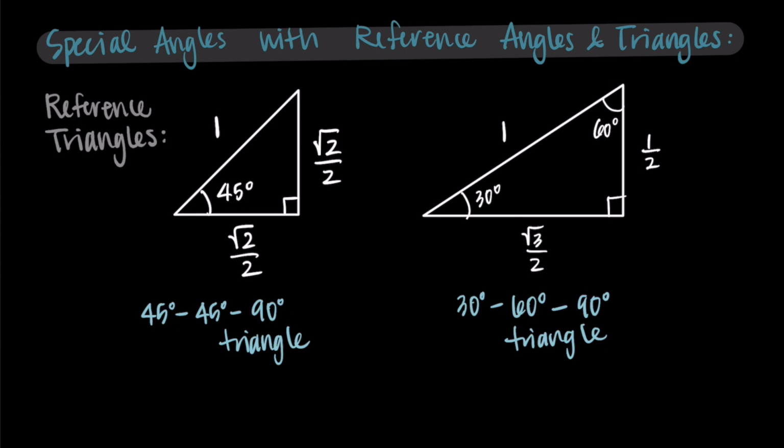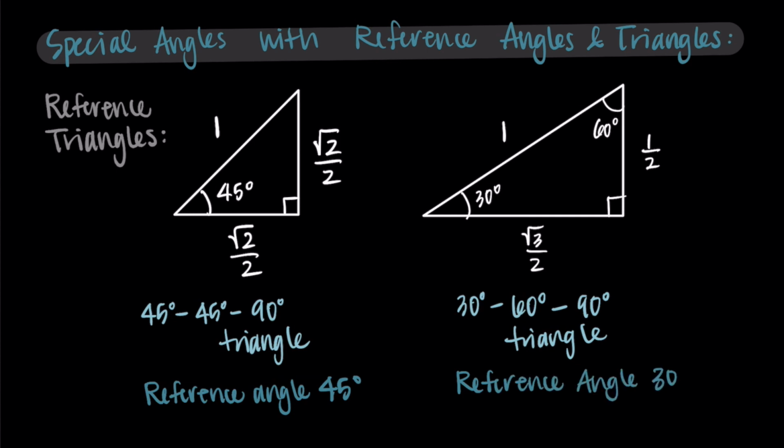Part of this video is going to be talking about reference angles. I just want to make the connection right here that the 45-45-90 triangle is always used when you have a reference angle of 45. Then the 30-60-90 triangle is used whenever you have a reference angle of 30 degrees or 60 degrees. I'm saying everything in degrees here, but you could do radians too, of course.